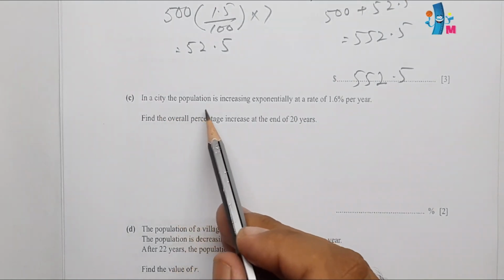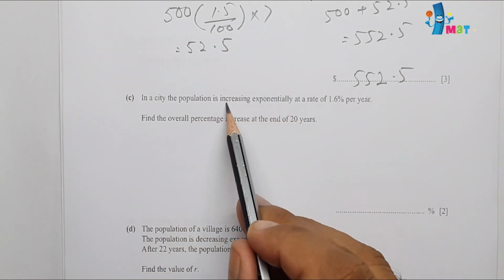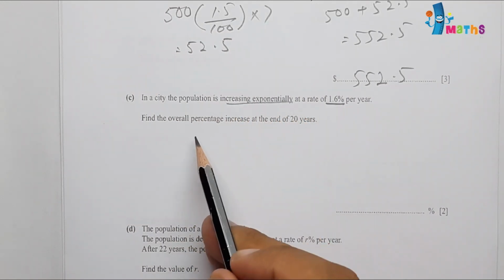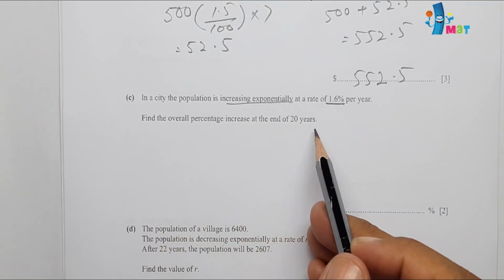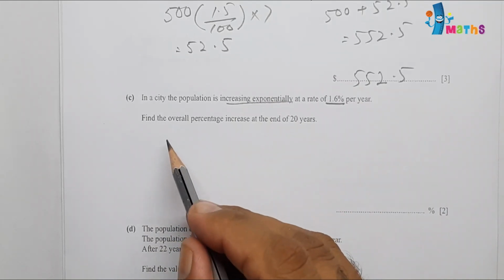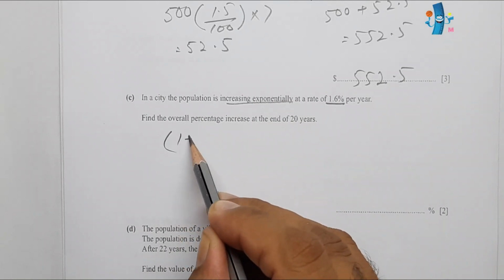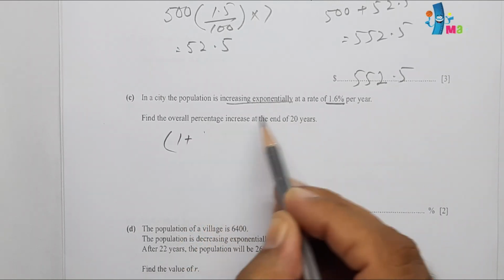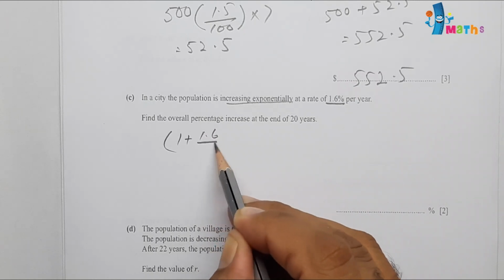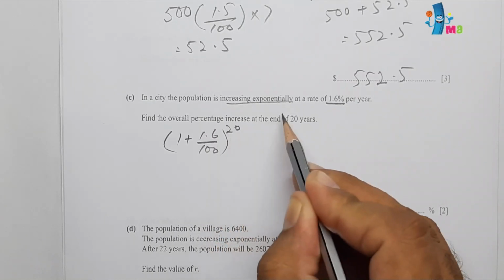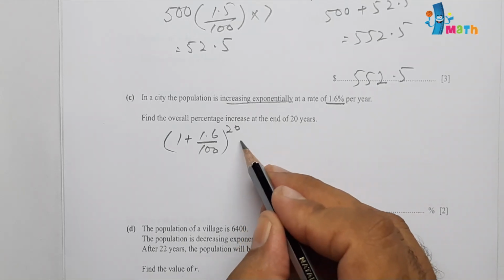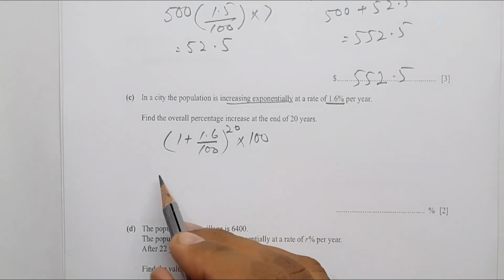C part: in a city the population is increasing exponentially at a rate of 1.6% per year. Find the overall percentage increase at the end of 20 years. So we'll use the exponential formula: 1 plus the rate, which is 1.6 over 100, raised to the power 20 for 20 years, into 100. So this will be the formula.